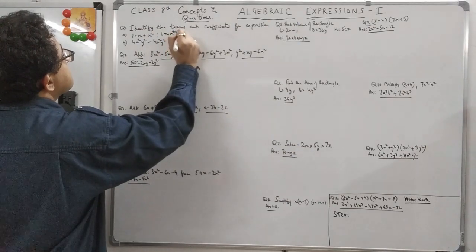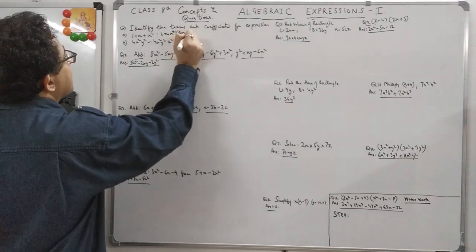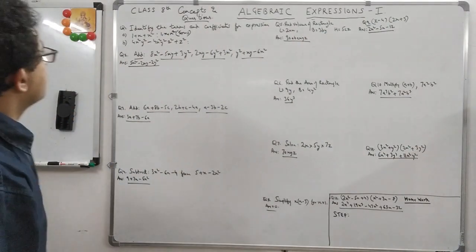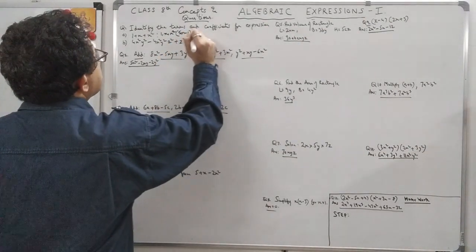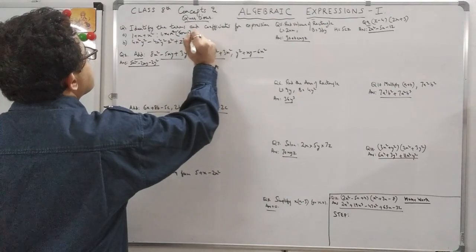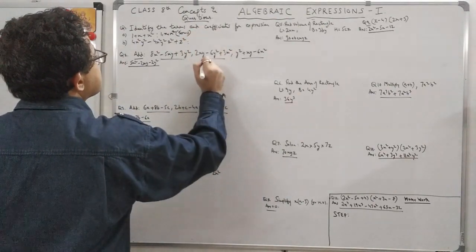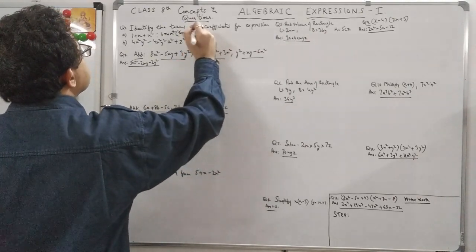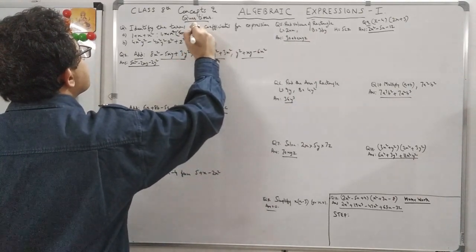One term is 1, another term is x, and the third term is x squared. These are the terms. And coefficients basically are the numerical coefficients. So what are the three coefficients? These are the terms, and these are the coefficients. This is the first part.